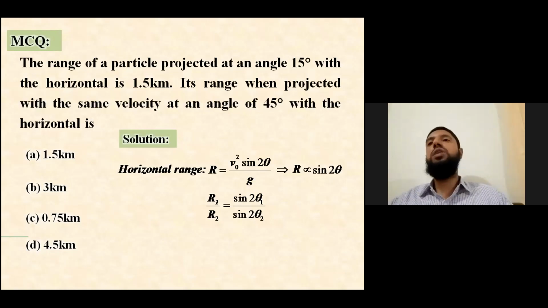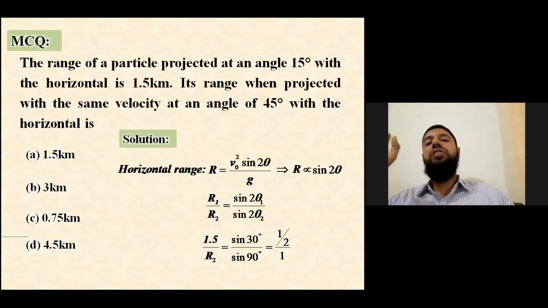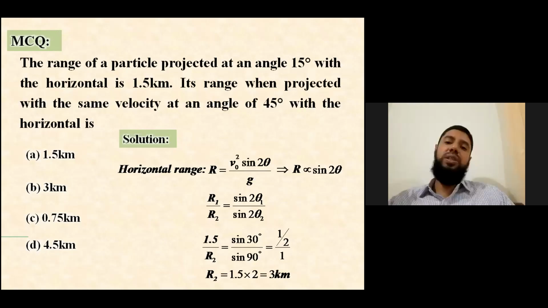We are going to have a substitution. R1 is 1.5. R2 we have to calculate, the range of projection in the second case. First case, theta is 15 degrees, 2 times theta is 30 degrees, sin 30 is half. Second case, angle of projection 45, into 2 is 90, sin 90 is 1. Just take the values and cross multiply. R2 is equal to 1.5 into 2, that is 3 kilometers.